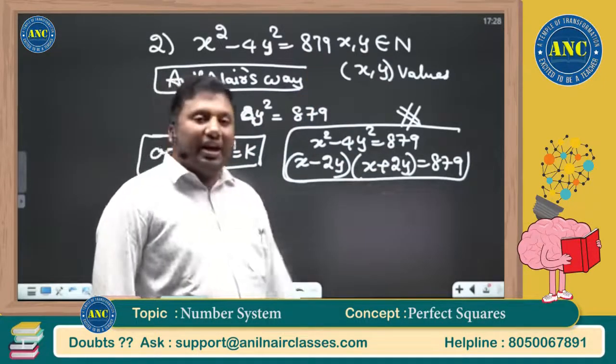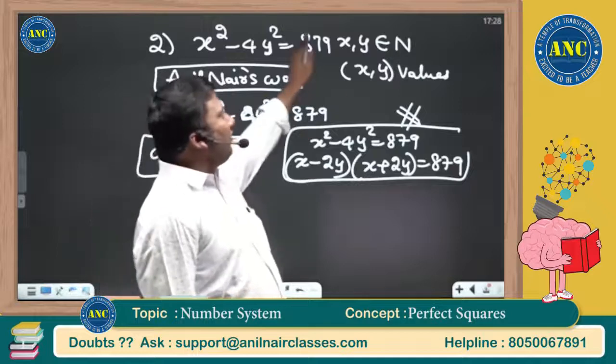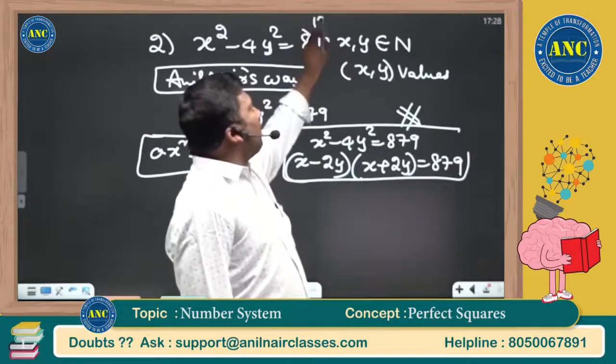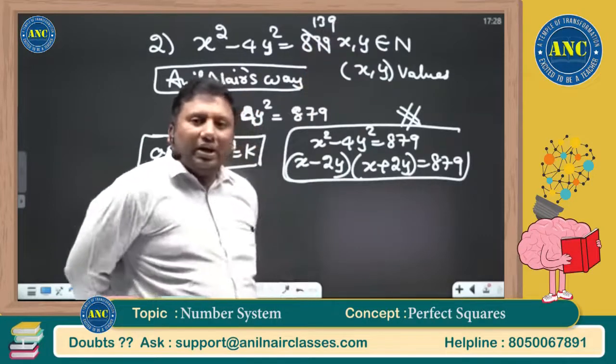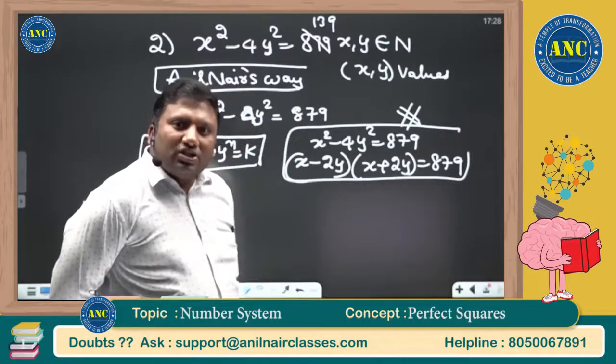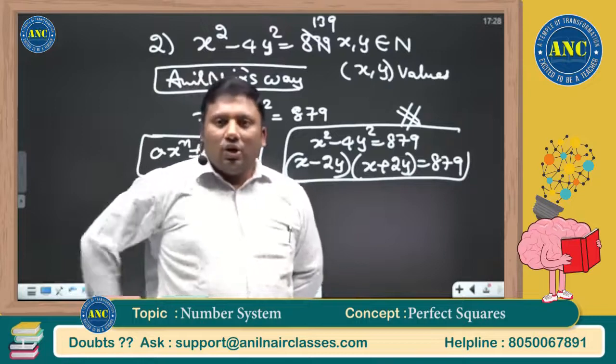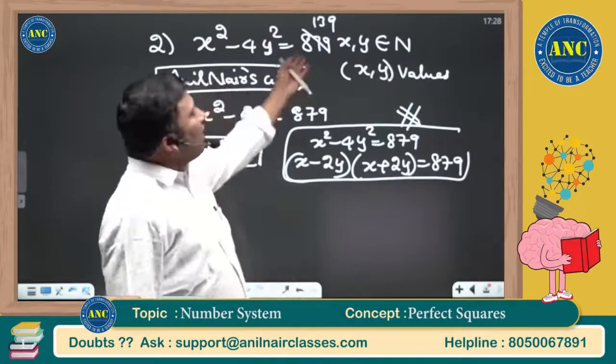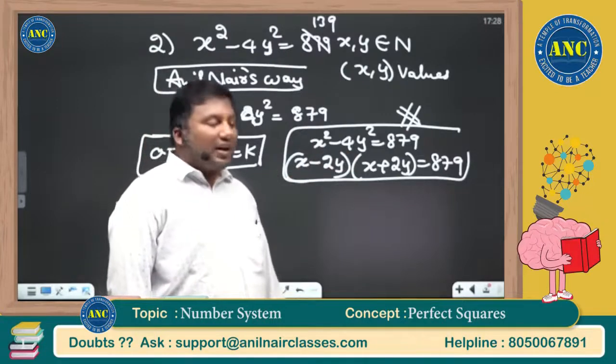You have to factorize 879. What if instead of 879, there is some other number, for example, 139? What is the sum of the digits? 1 plus 3 is 4, 4 plus 9 is 13. You have to check whether a number is a prime number or a composite number. Here we got a composite number, so you can take factors.